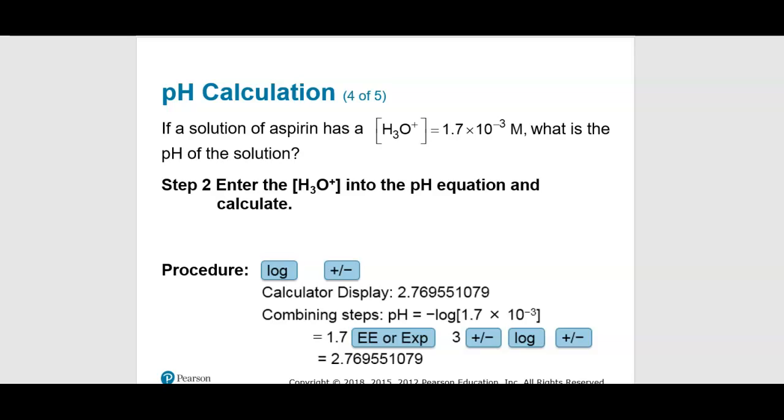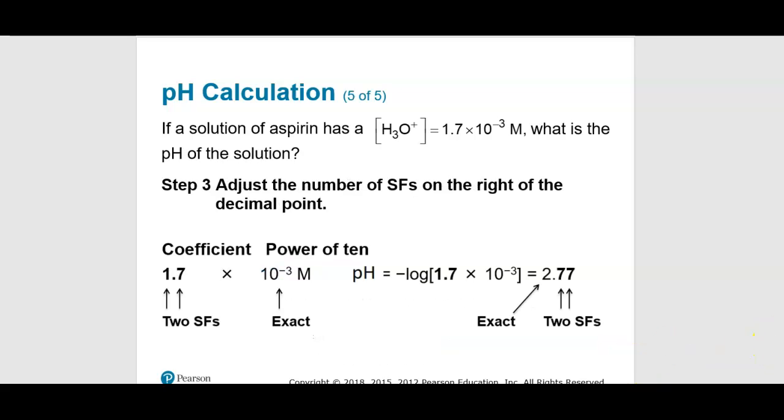Then you have to round that. You go through these steps and get 2.76955 and so forth. Well, remember, you only have two significant figures in 1.7, so you have to round that. So it looks like it's going to be 2.8. Or 2.7, I'm sorry, 2.77.